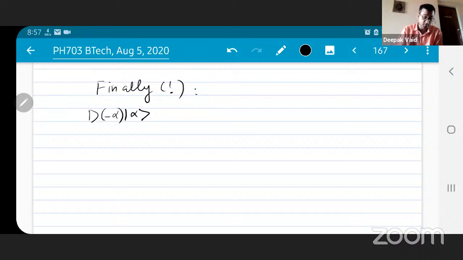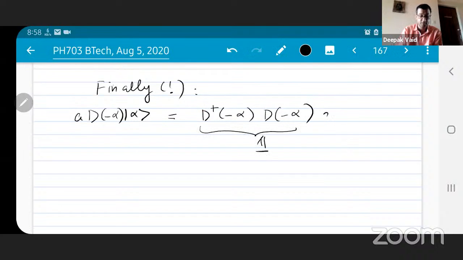Okay, and then we act on it with A, and then this whole thing, and then we put another copy of this thing, which is what? This is just the identity times A times D minus alpha, so this conjugate will go here, acting on alpha.